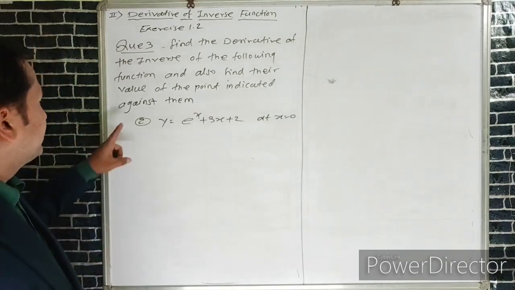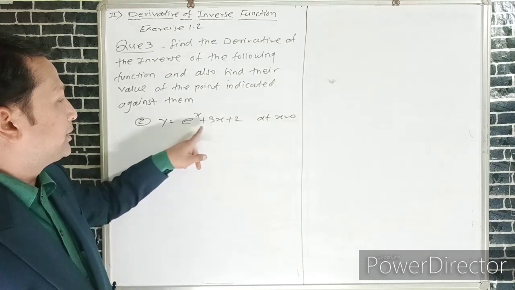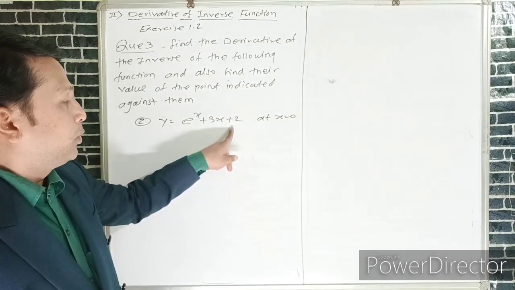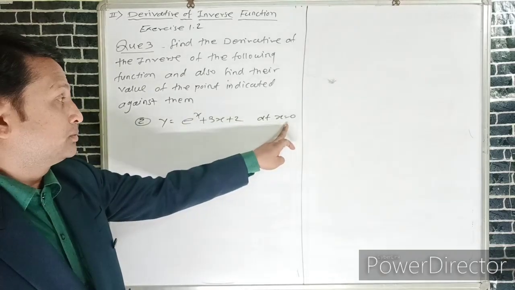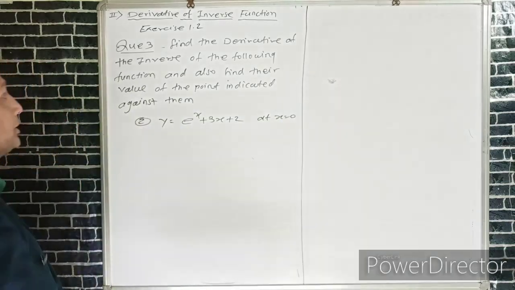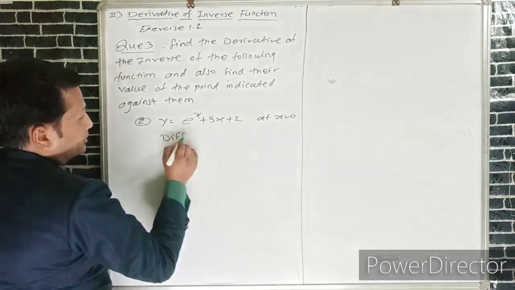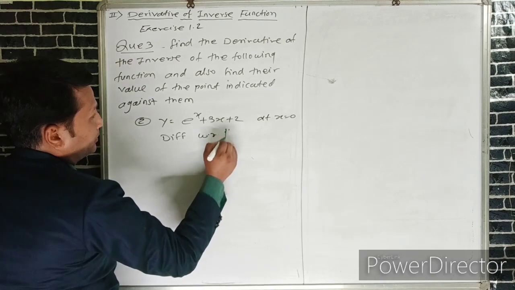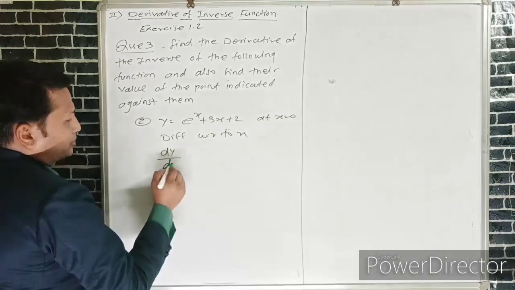Again, example number 2. y = e^x + 3x + 2. We have to find dx/dy at x = 0. dx/dy means the inverse of the given function. First we differentiate the given function with respect to x. We get the derivative of y with respect to x, dy/dx.